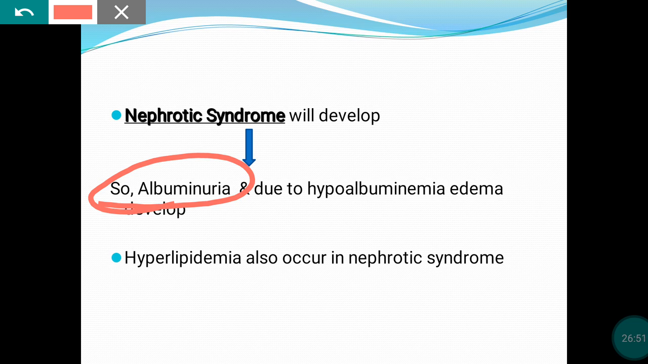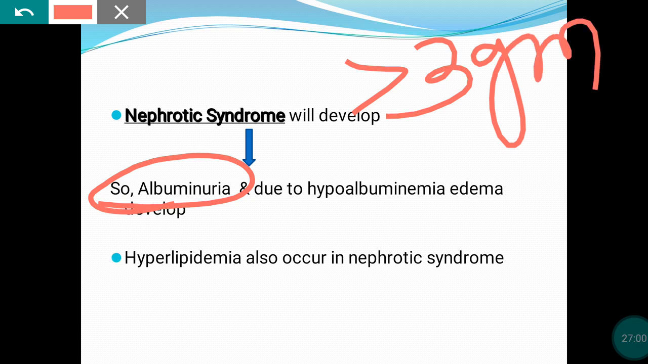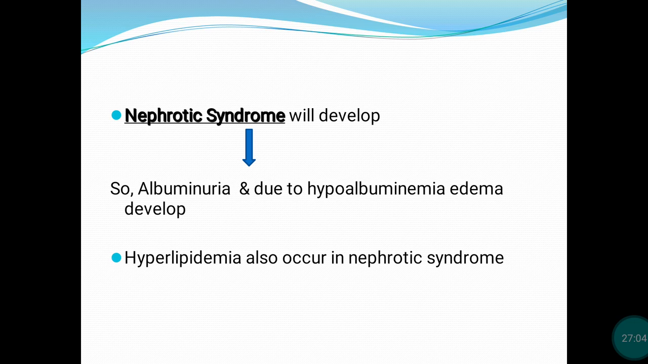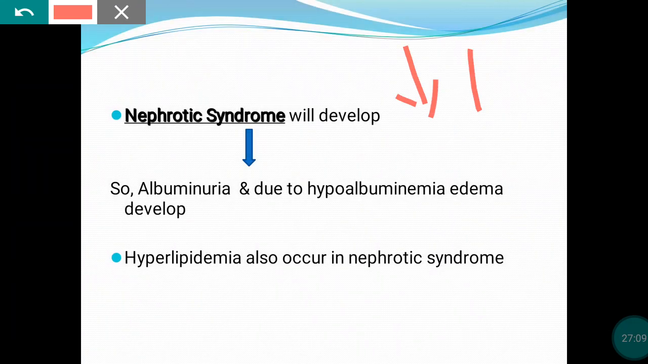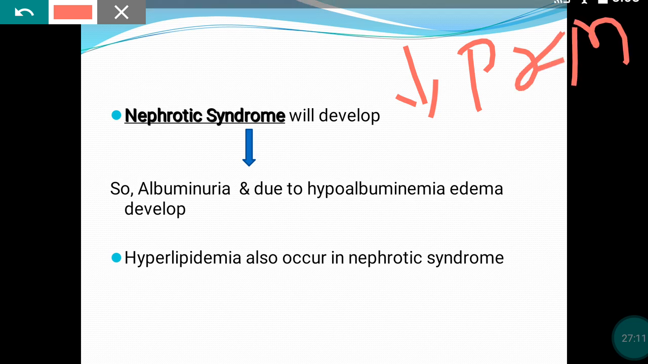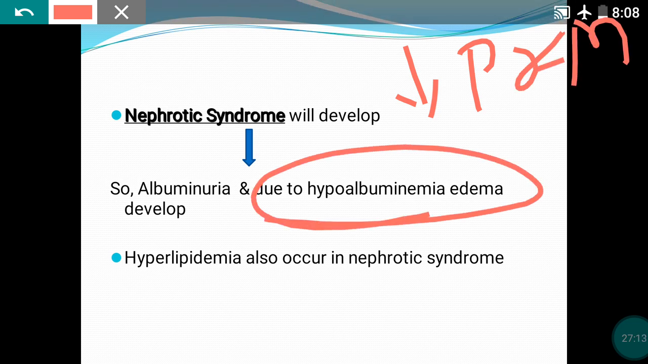Particularly, albumin is excreted. Because of excretion of protein in urine, particularly greater than 3 gram per day, it will lead to decreased protein level in the serum. In the serum, the protein level will decrease. So there will be hypoalbuminemia.